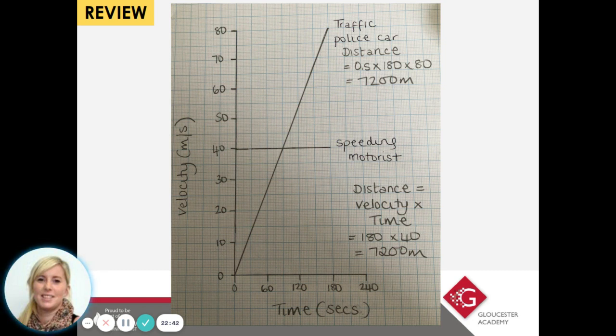And then the next question was to show that they have the same distance travelled. So if you start with a speeding motorist, you should start to recognise that you've got a rectangle.